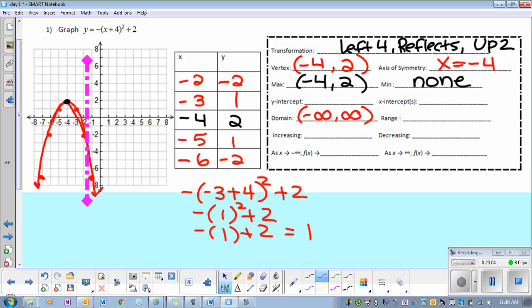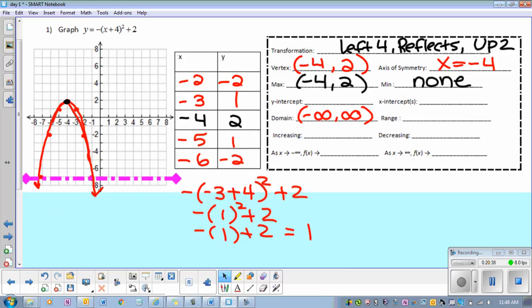So the domain is all real numbers, negative infinity all the way to infinity. If you think about a parabola and the way a parabola is shaped, right? Are you always going to have an arrow on the left and an arrow on the right? Yes. So then what is your domain always going to be? All real numbers. Negative infinity to infinity, right? So let's look at the range.